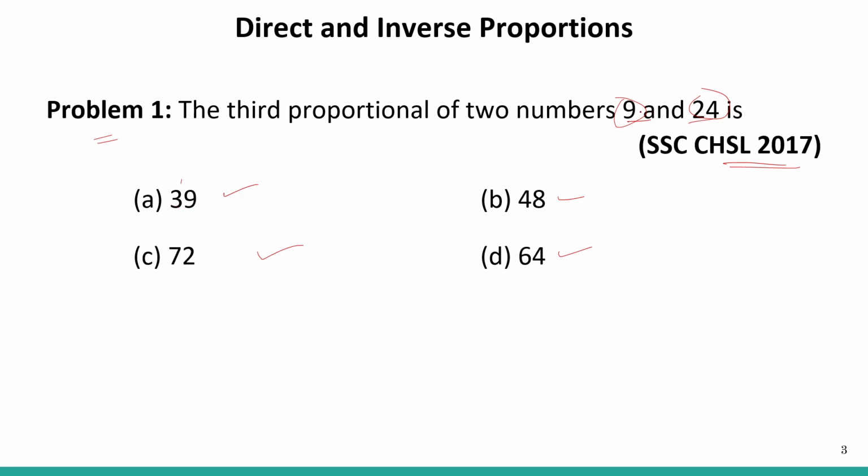If we divide by 3, we are left with 3, and dividing 24 by 3, we are left with 8. Basically their difference is 5, so the next will be 5 more. Adding 5 to it, we are left with 13. So 13 into 3 is equal to 39. So 39 must be the answer.